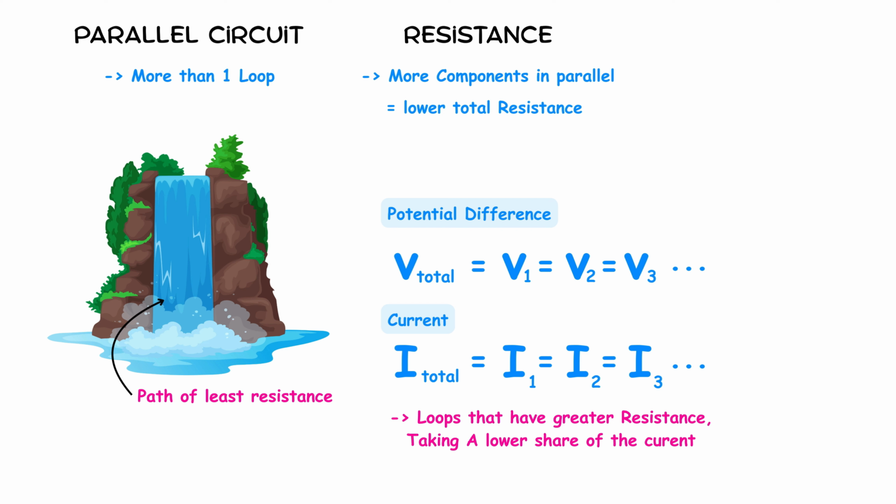Now, let's talk about one unusual property of parallel circuits. It might seem counterintuitive at first, but adding more components in parallel actually reduces the total resistance of the entire circuit. It's one of those physics facts that's strange but true.